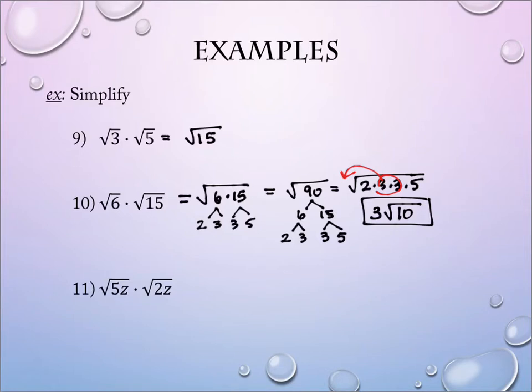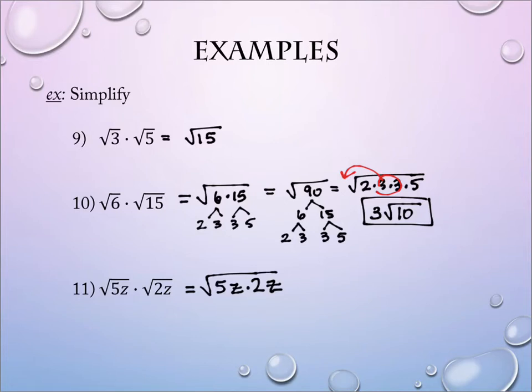So let's try another one, number 11. You'll notice on number 11, I have the same radical index, of course. They're both square roots. And they don't simplify in and of themselves. One of them is 5z, the other one's 2z. But I do have the ability to combine them underneath. Let me actually write this way, 5z and 2z. We'll just go like that for now.